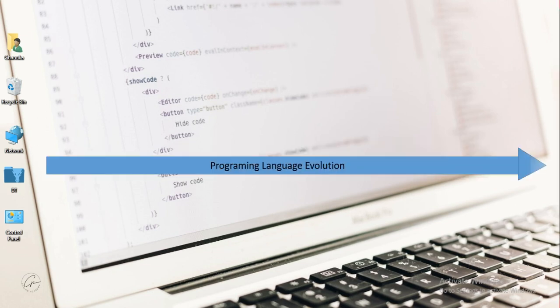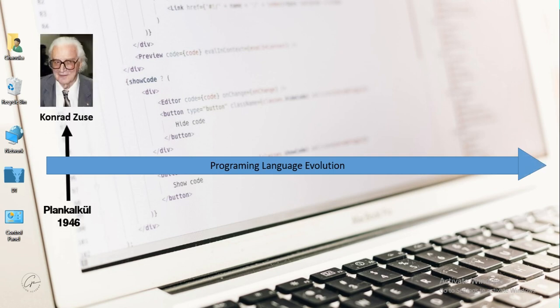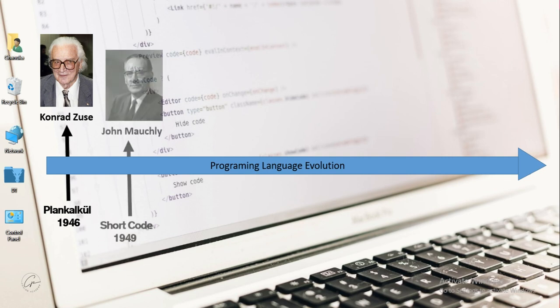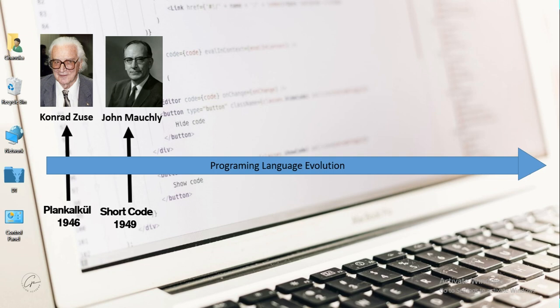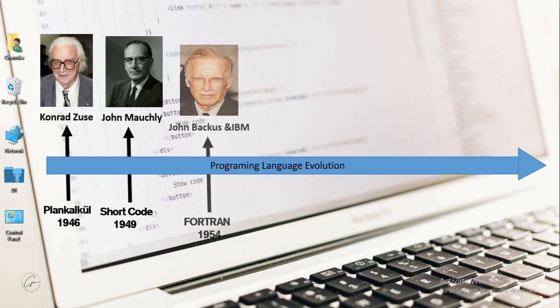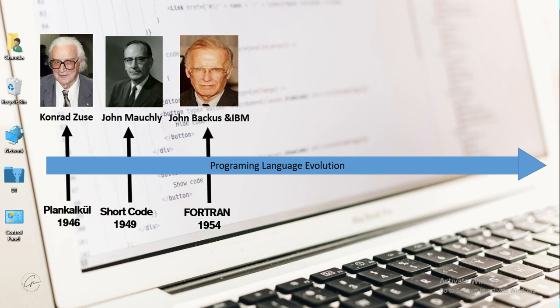Evolution of programming languages. In 1946, a German engineer called Konrad Zuse developed the first programming language called Plankalkül. However, the world's first commonly used programming language, Shortcode, was developed 3 years after that. Since then the innovation of programming languages began. In 1951, Grace Hopper began designing the world's first compiler. In 1954, IBM began the development of Fortran. Fortran became the first commercial high-level programming language.